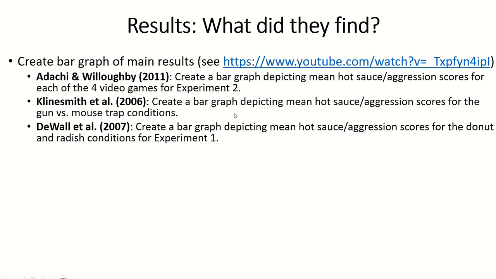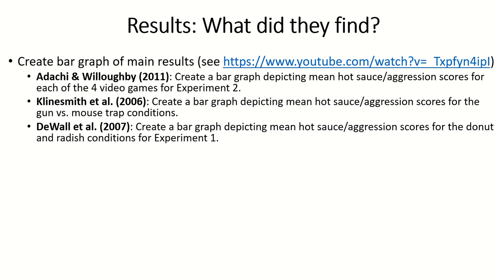Kleinsmith et al., the gun article, you're going to create a bar graph depicting the mean hot sauce aggression scores for the gun versus mousetrap conditions. And then DeWalt et al., you're going to create a bar graph depicting the mean hot sauce aggression scores for the donut and radish experimental conditions, the ego-depleted versus non-ego-depleted conditions for experiment 1, because you're only presenting experiment 1.